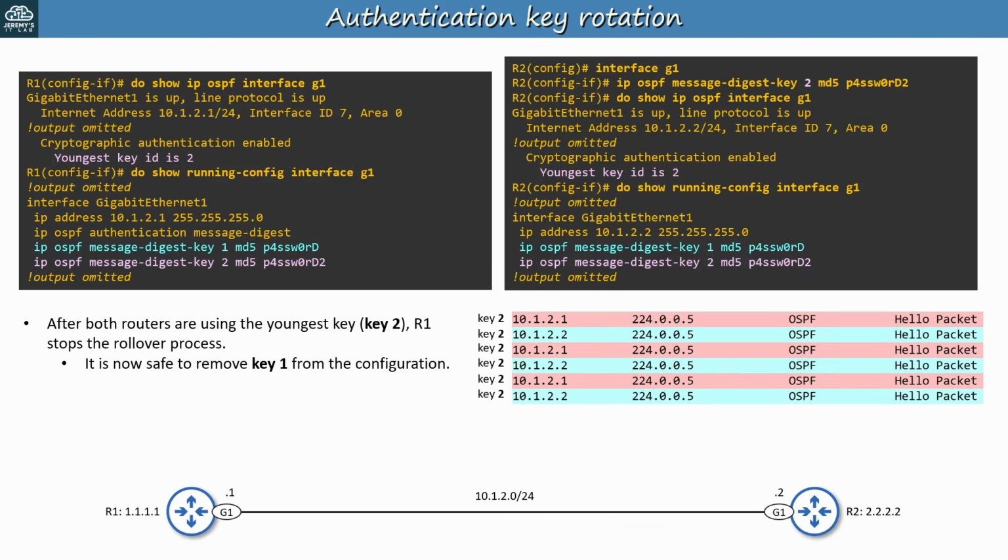So that's the purpose of the key ID. Throughout this process, R1 and R2 never lost their adjacency due to mismatched authentication keys. The key ID makes authentication key rollover possible, letting you migrate to a new key without disrupting OSPF operation.